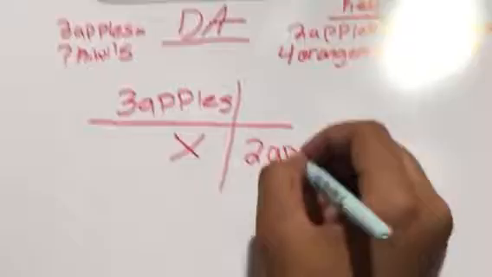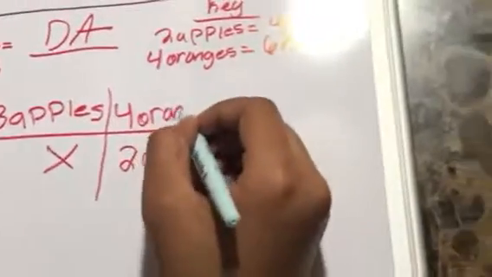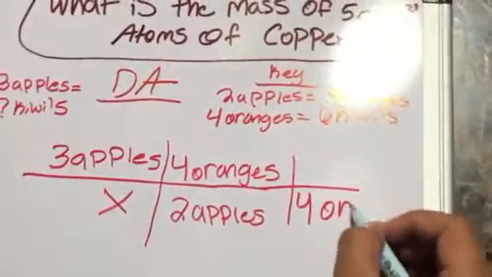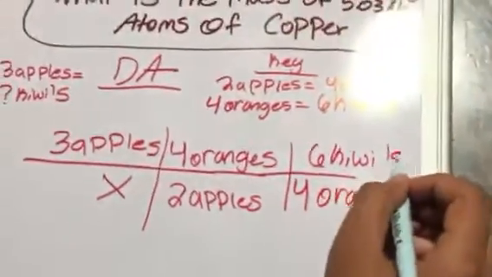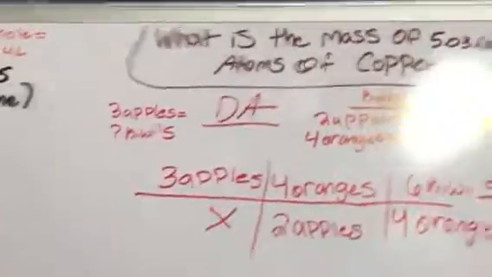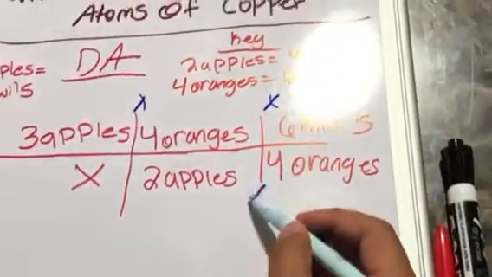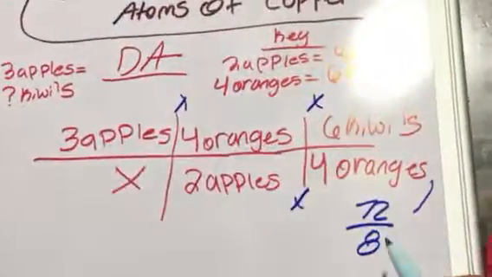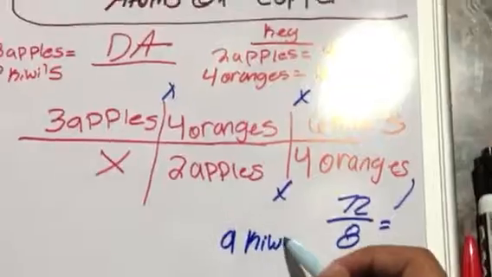You'll have it where 2 apples will give me 4 oranges. And then 4 oranges will give me 6 kiwis. Okay? So then once you get the unit that's desired, which is the kiwi, because that's what we're trying to get, you stop there and you multiply everything on top and everything on the bottom, which would then give me 72/8, which will simplify to 9 kiwis.